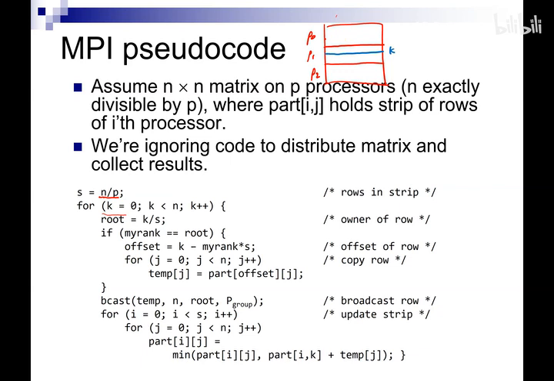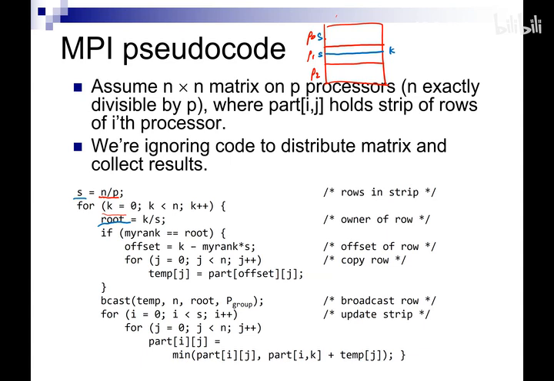And the way you figure that out is that if each process has S rows, right? So we said that each process has S rows. Then if you do K divided by S, and you take the floor of that, then that process has the kth row. So we're going to call that process the root process.